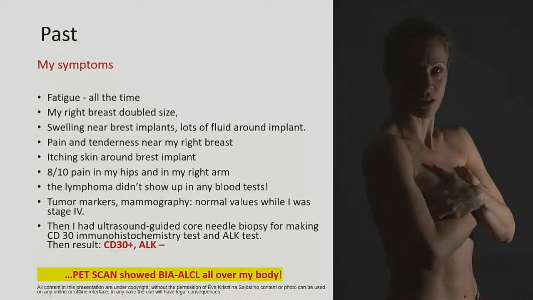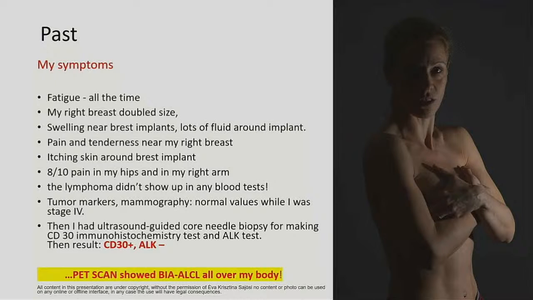I went to see a doctor in secret during the pandemic, and I had an ultrasound, and he couldn't see BIA-ALCL. He didn't understand what he was seeing, so he said, okay, we have to take out the fluid and it will be okay. I am really grateful, but it didn't happen. I didn't let him do that.